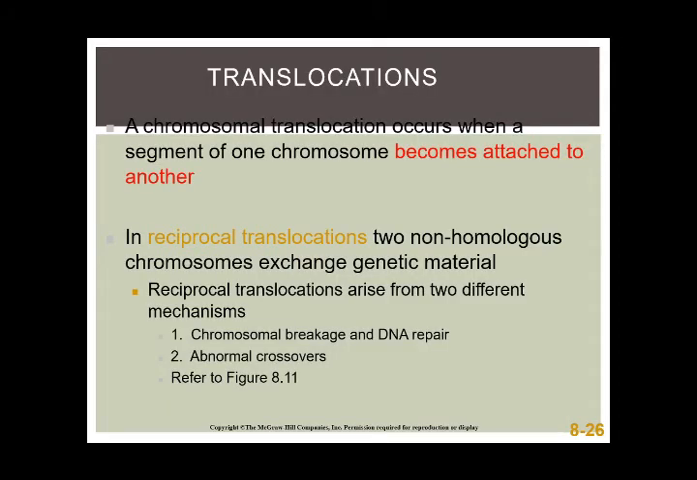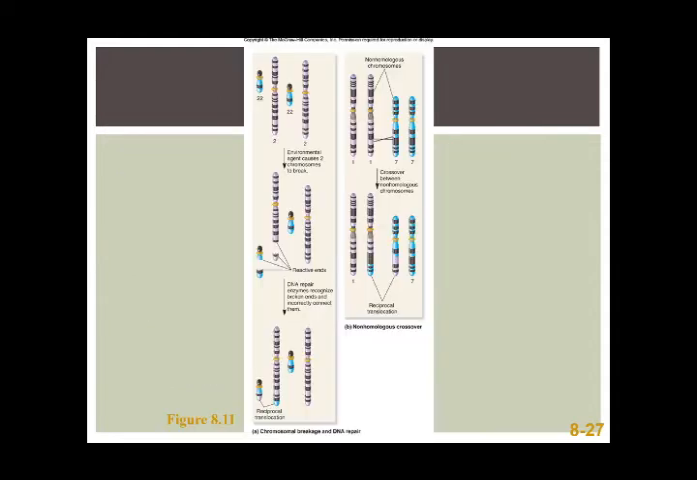Translocations. Chromosomal translocation occurs when a segment of one chromosome becomes attached to another. In reciprocal translocations, two non-homologous chromosomes exchange genetic material. Reciprocal translocation arises from two different mechanisms. First of all is chromosome breakage and DNA repair, and the second one is abnormal crossovers.